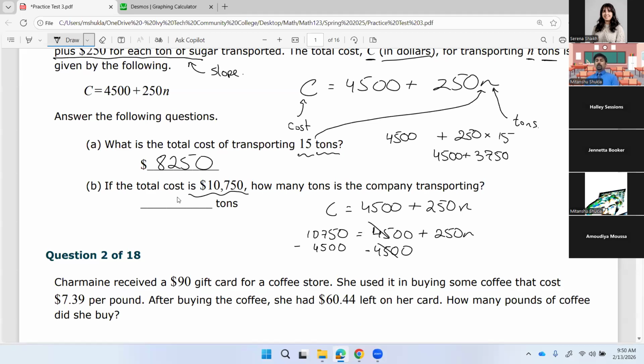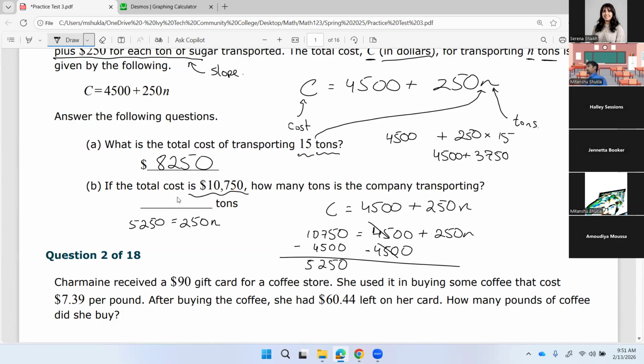So when we do this, we do 10,750 minus 4,500, and we should get 5,250. 5,250 is going to equal what's left on the right side, which is 250 N. Okay. Any questions so far?